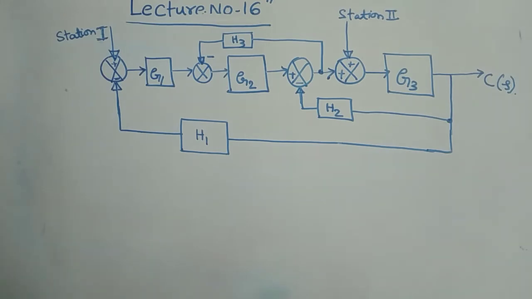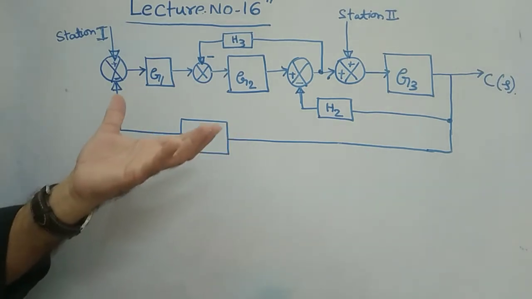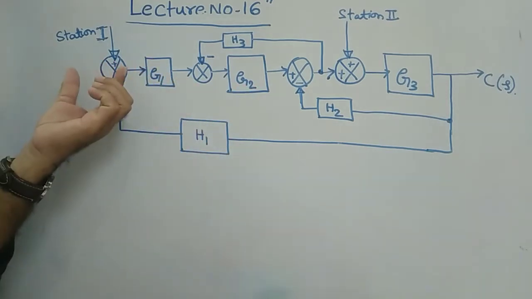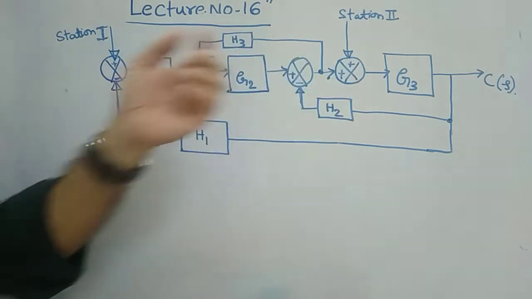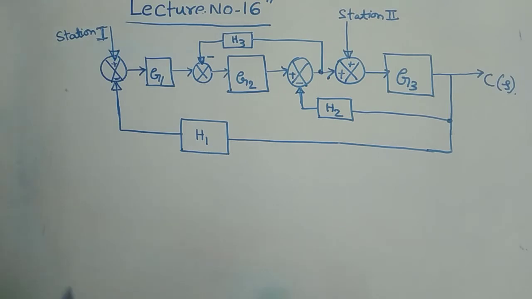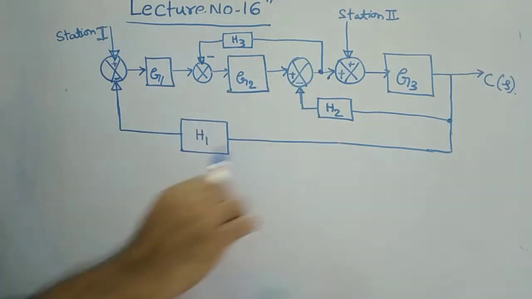Welcome back to our regular presentation on control systems. In the last presentation, we saw one example, a question in which we have two input stations, station 1 and station 2, and blocks are given.